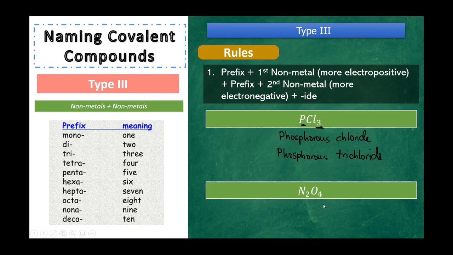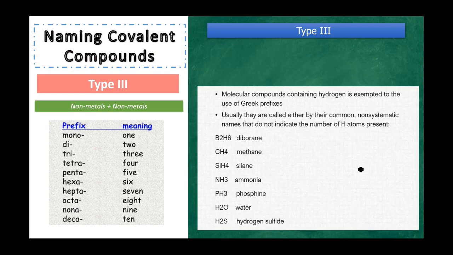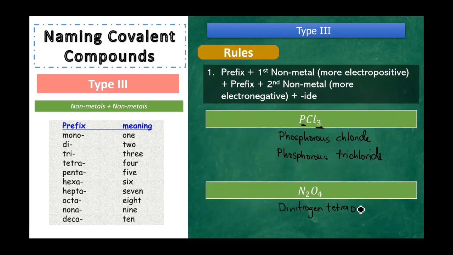Now let's go to nitrogen and O4. How about nitrogen? We have now a subscript of 2. Therefore, you have to add di. So, dinitrogen, O, which is 4, and 4 is tetra. So, there we go. Tetra, then oxide.